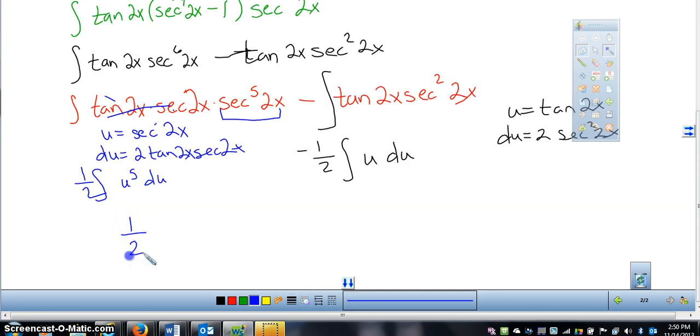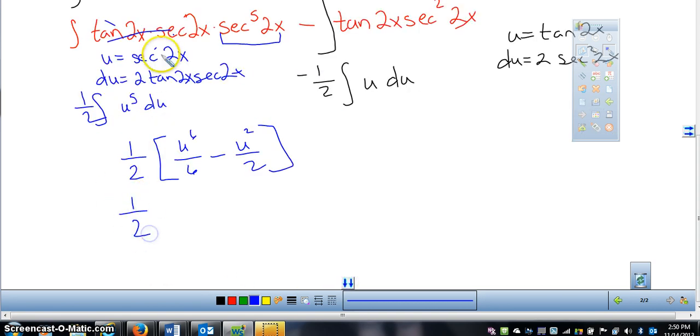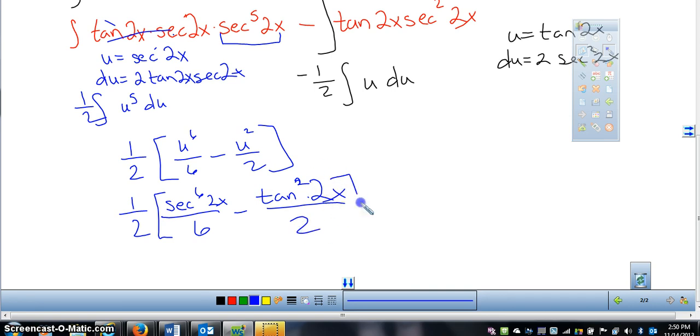And so I end up with 1/2 u to the sixth over 6 minus u squared over 2. And u, for this one, is different. So I get 1/2, this u was secant of 2x, times the secant to the sixth of 2x over 6 minus tangent squared of 2x over 2 plus c, and you can simplify your fractions if you want, but that will be your answer. All right, let's look at another one.